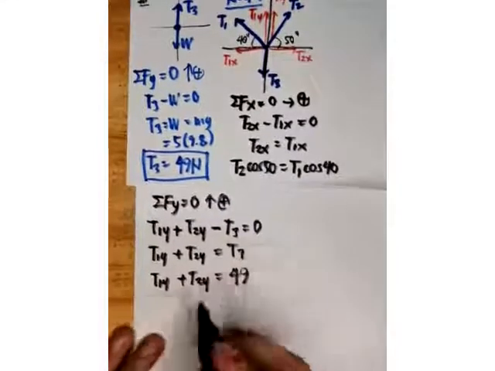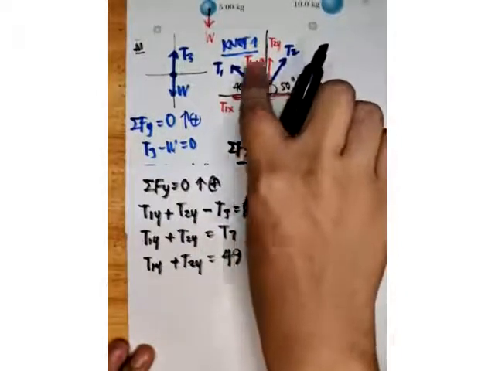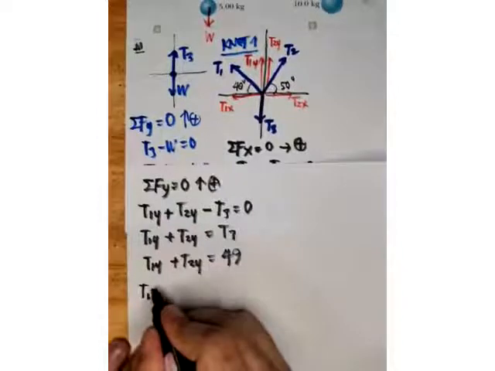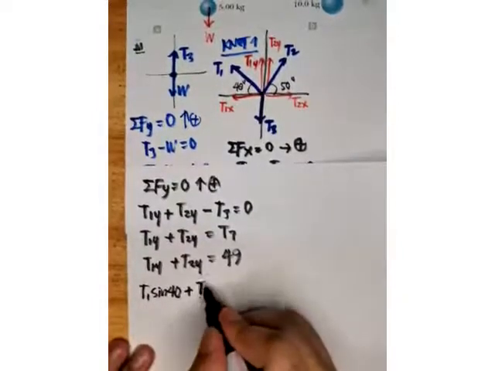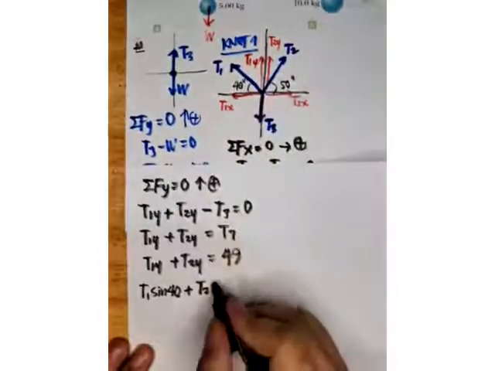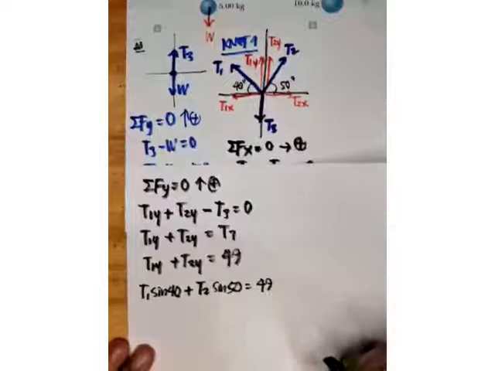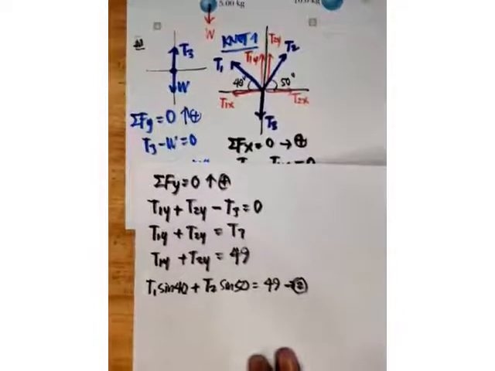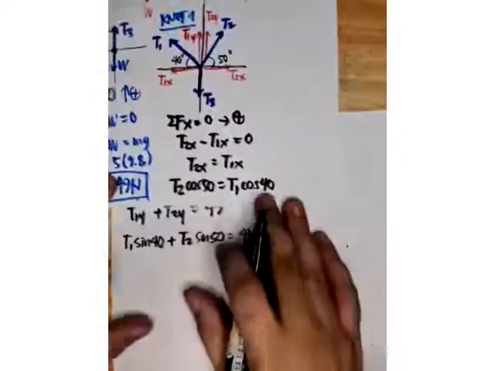Kaya lang, ano ang T1Y? So if you consider natin ito, ang T1Y nandito at opposite siya ng 40. So that will be T1 sine 40. Okay? Plus T2. So yung T2 naman, opposite siya ng 50, sine 50. So it's equal to 49. So this is our second equation. Okay. So yung first equation natin ay nandito.